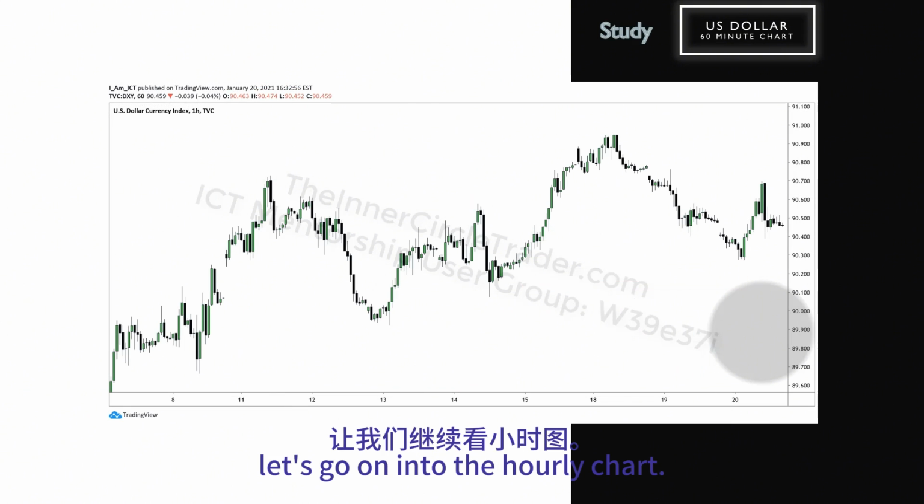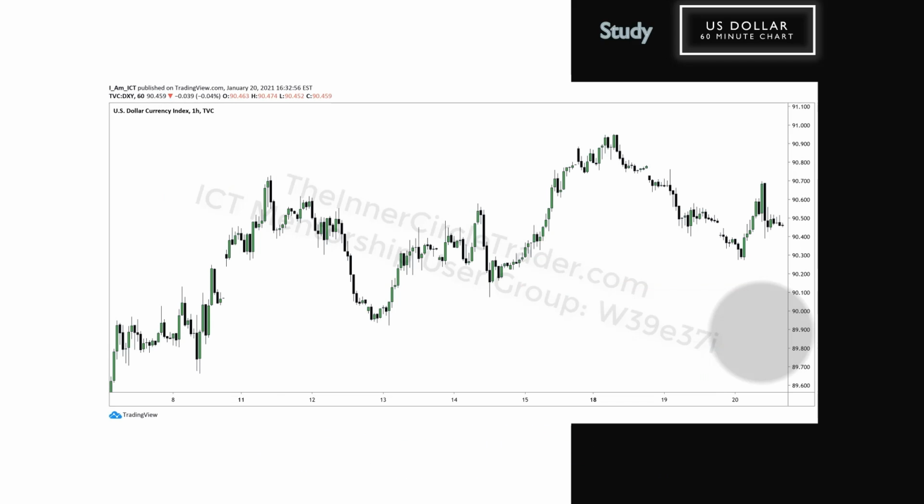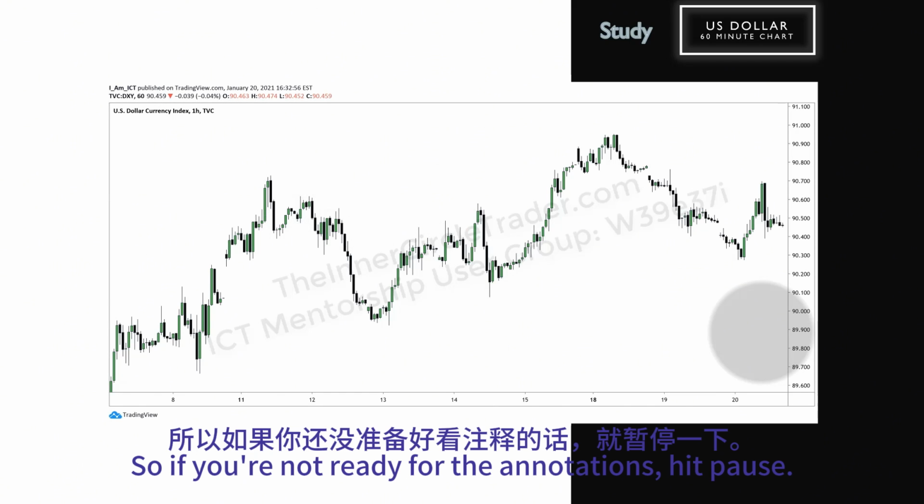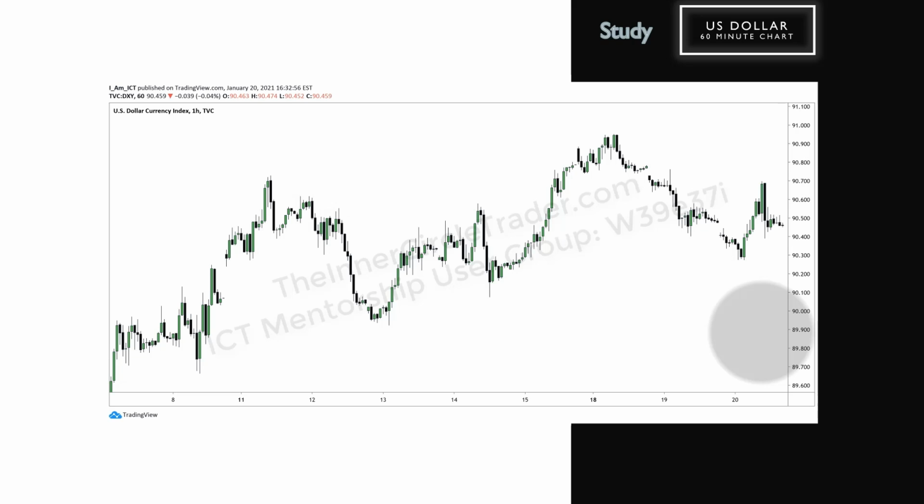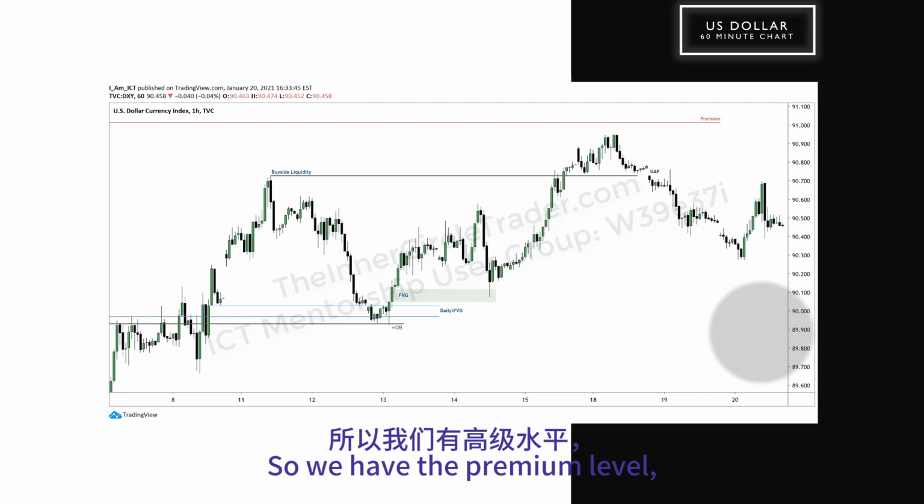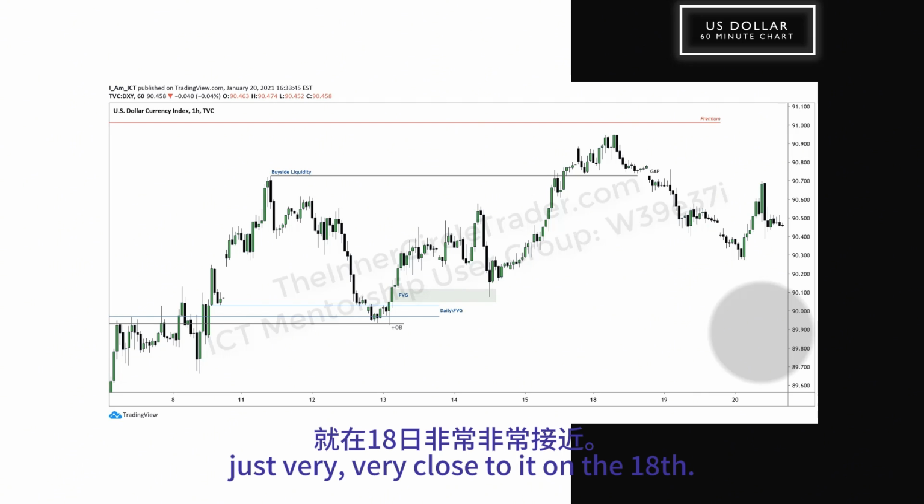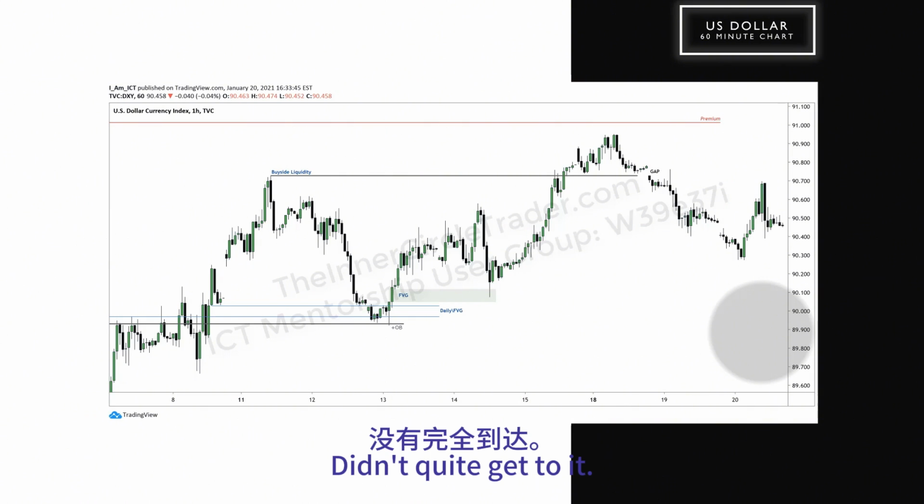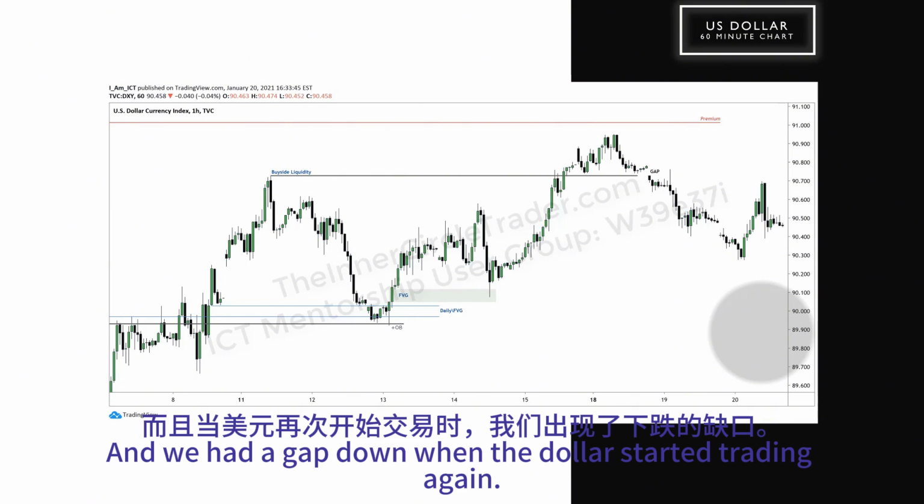So with that said, let's go on into the hourly chart. And again, here's our naked chart. So if you're not ready for the annotations, hit pause. All right, so we have the premium level just very, very close to it on the 18th. Didn't quite get to it. And we had a gap down when the dollar started trading again.